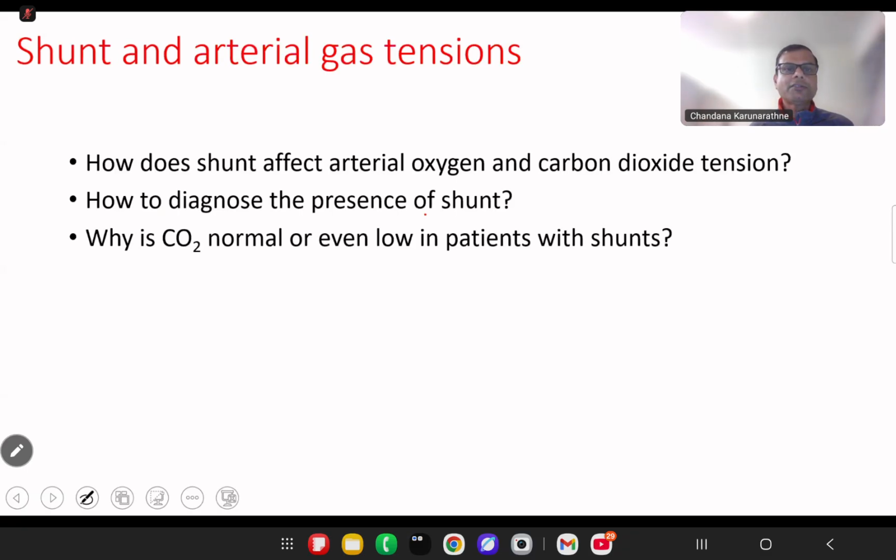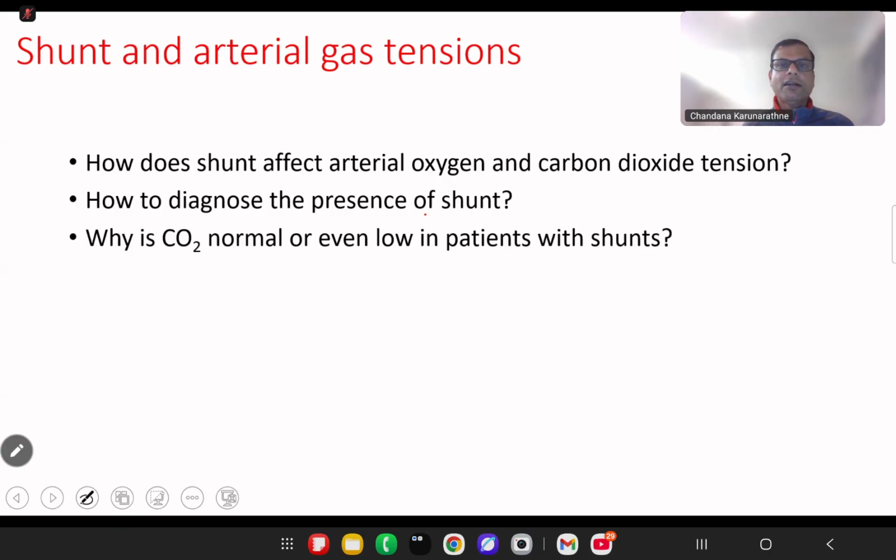So how does shunt affect arterial oxygen and carbon dioxide tension? How to diagnose the presence of shunt? Why is carbon dioxide normal or even low in patients with shunts? Okay, so when you suspect a shunt, or you have a patient with shunt, you think it's shunt, what would you do in a clinical scenario?